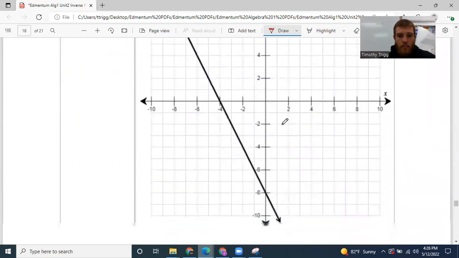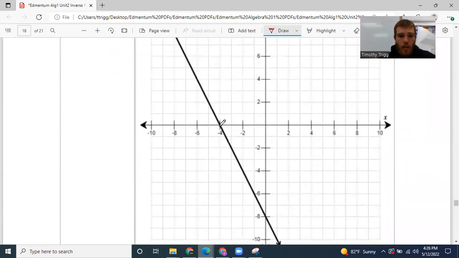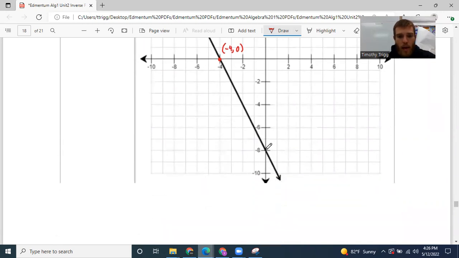Okay, this one's the same deal as the last one. Here we could use this coordinate point for a point that's on the original function, -4, 0. And then we could use this point as well, 0, -8.